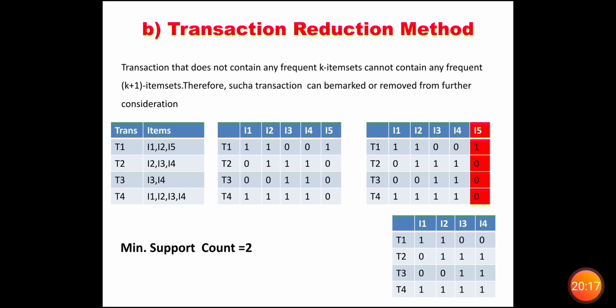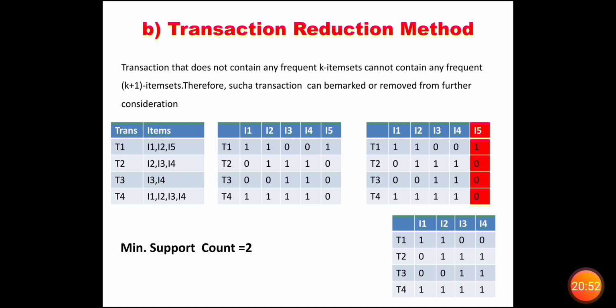In the same way for T3, I1 is not present, so we marked 0. In T3 I2 is not present, so we marked 0. Like that, this full table is marked. From this table you can see the sum. The sum for T1 is 3. See, I1 is 1, I2 is 1 and I5 is 1. If you take the sum, it comes to 3.